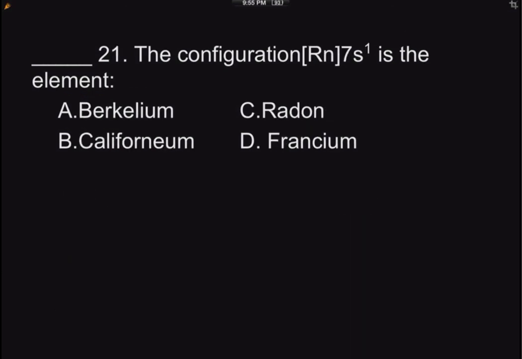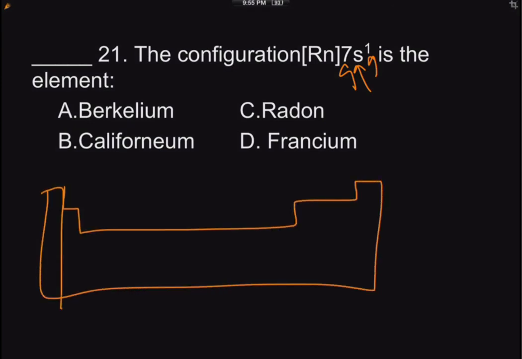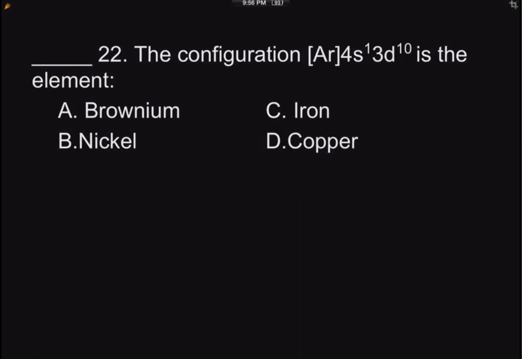And then the configuration radon, 7s1. 7 means 7th row, S means S block, and 1 means first column. S1 is the very first column of the periodic table, way over here. 7s1 happens to be the very last row, and that element, 7s1, the very bottom left of the periodic table, is francium. 4s1 3d10. This is a tricky one.